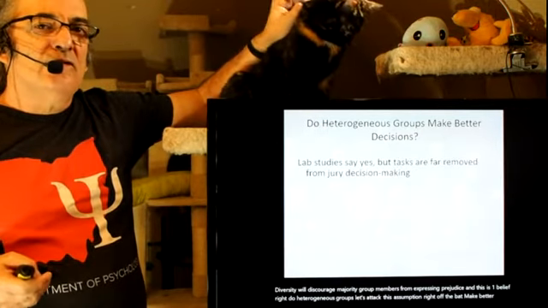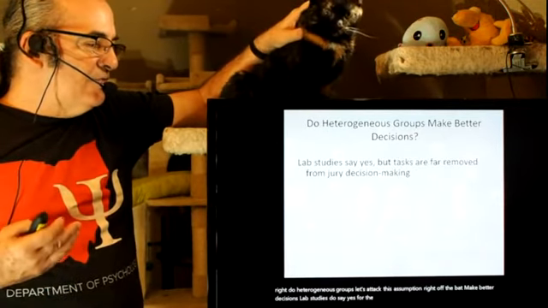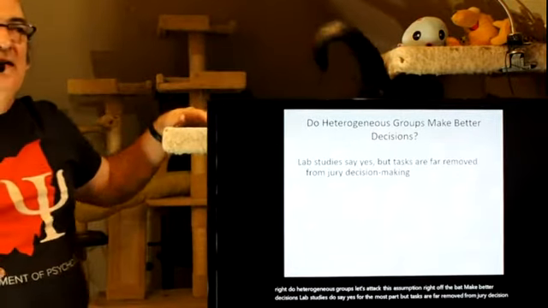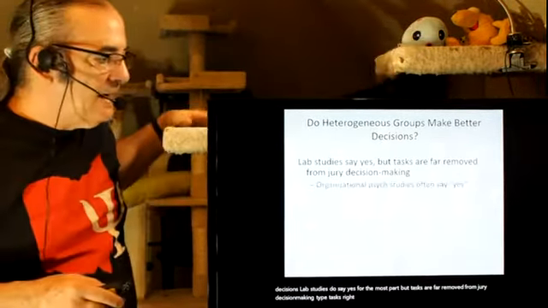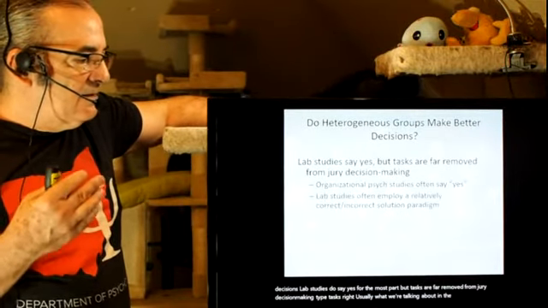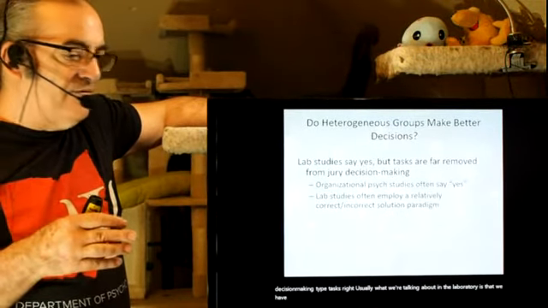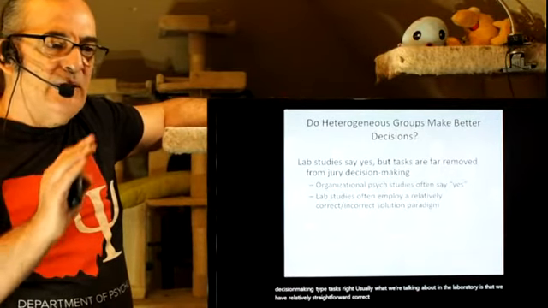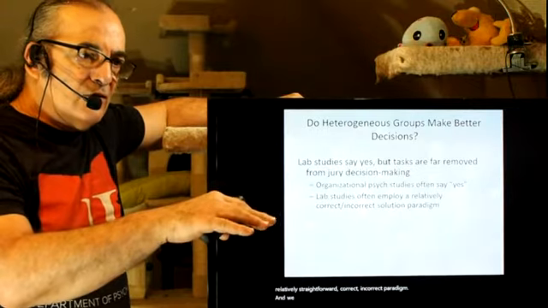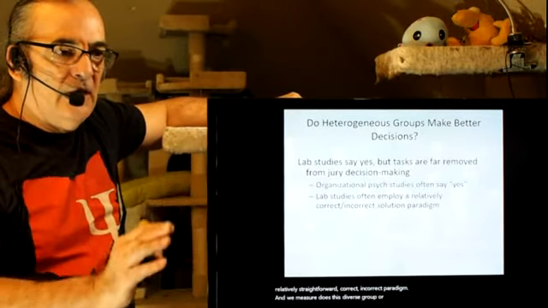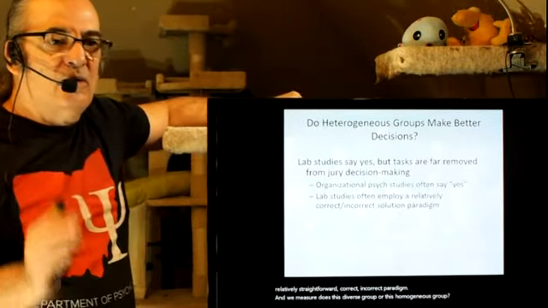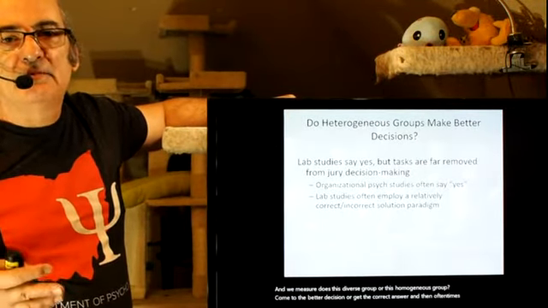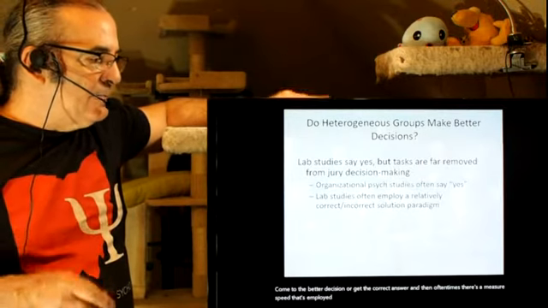Well, lab studies do say yes for the most part, but the tasks are far removed from jury decision making type tasks, right? Usually what we're talking about in the laboratory is a relatively straightforward correct, incorrect paradigm, and we measure, does this diverse group or this homogeneous group come to the better decision or get the correct answer? And then oftentimes there's a measure of speed that's employed as well in these paradigms.